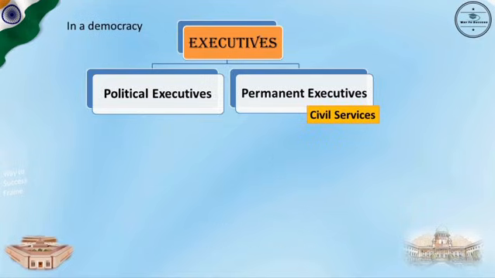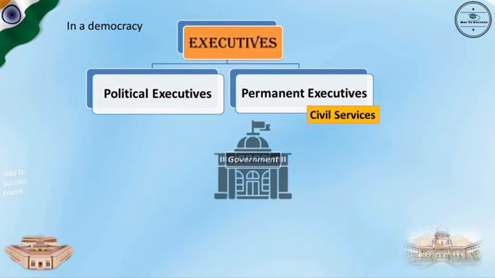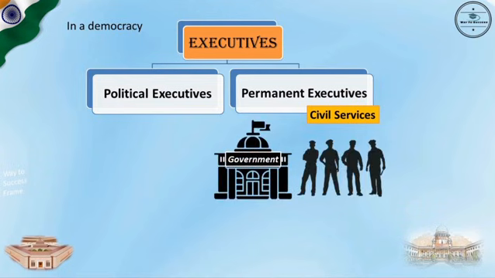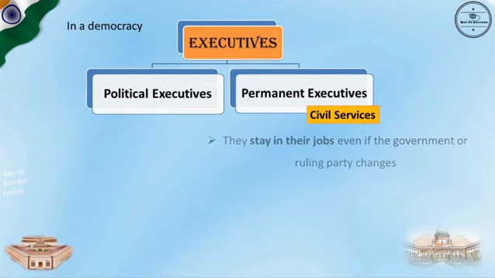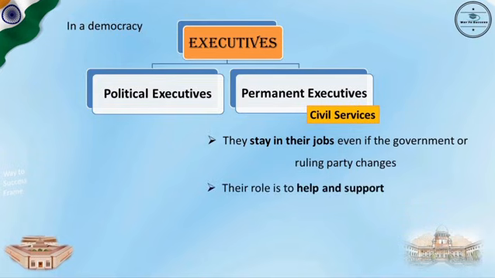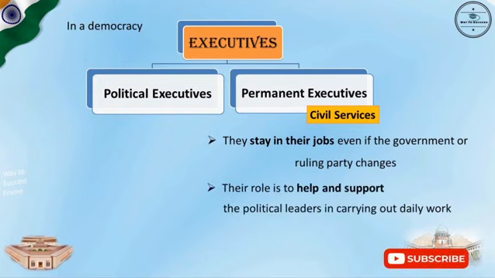Permanent executive or civil services. These are government officers who are appointed for long-term service, not elected. They are called civil servants. They stay in their jobs even if the government or ruling party changes. Their role is to help and support the political leaders in carrying out daily work and implementing decisions.